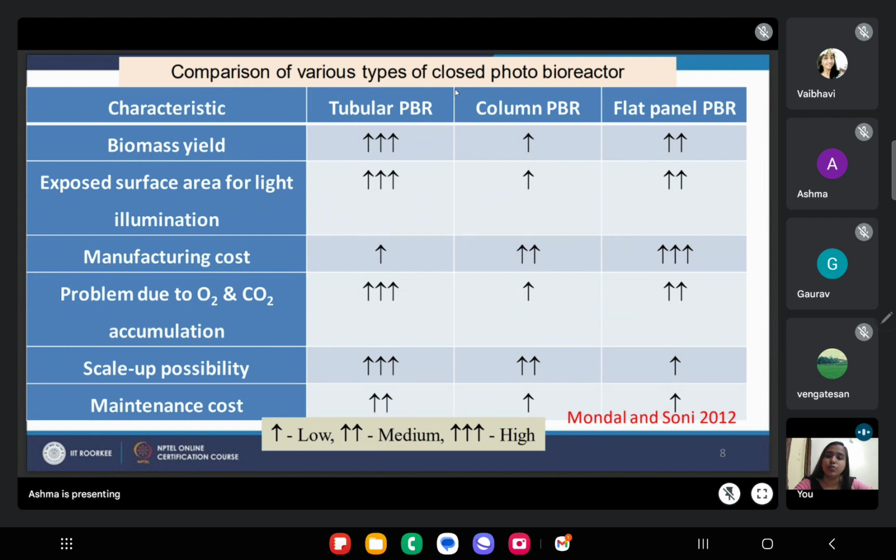Next is the problem due to oxygen and carbon dioxide accumulation. It is very high in tubular and flat panel photobioreactors, and less in column photobioreactors. Next is scale up possibility. Tubular photobioreactors can be scaled to commercial level very easily as compared to the others. And for these, the maintenance cost is also high as compared to the other two.